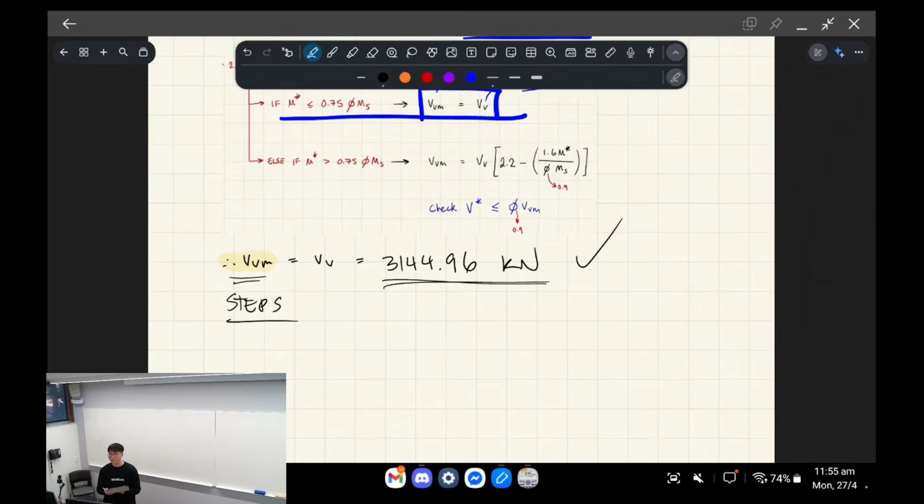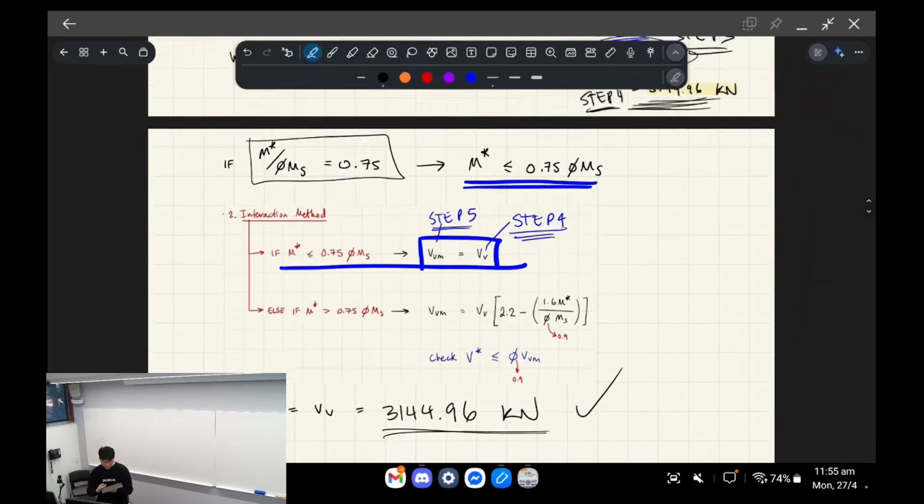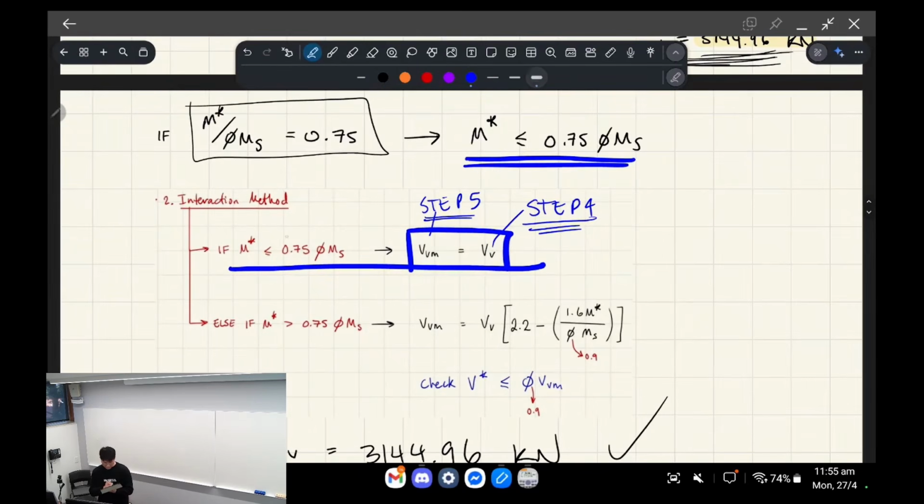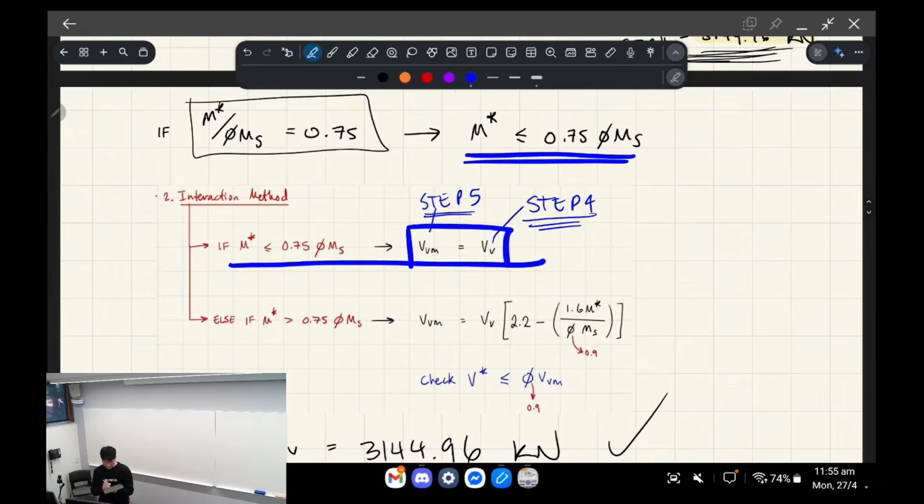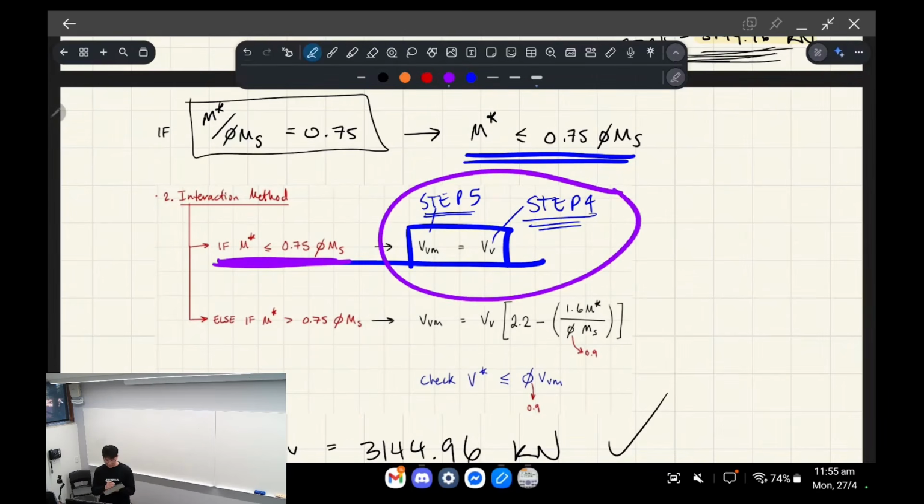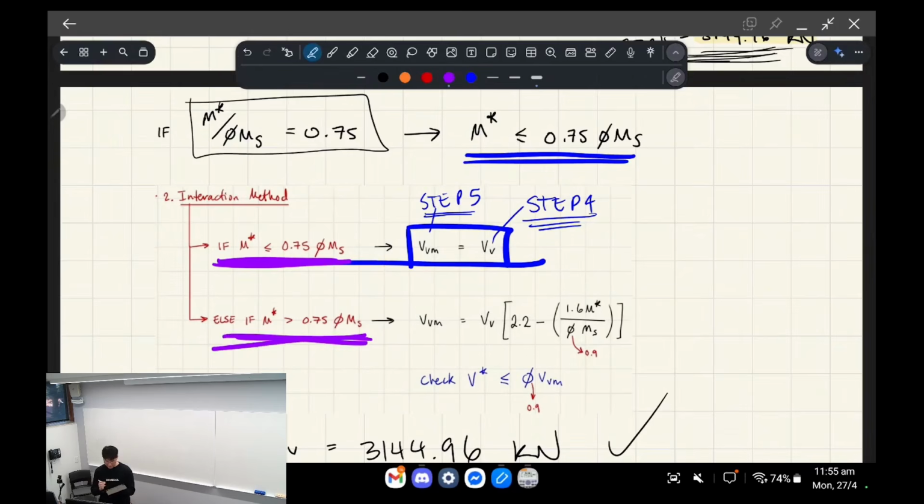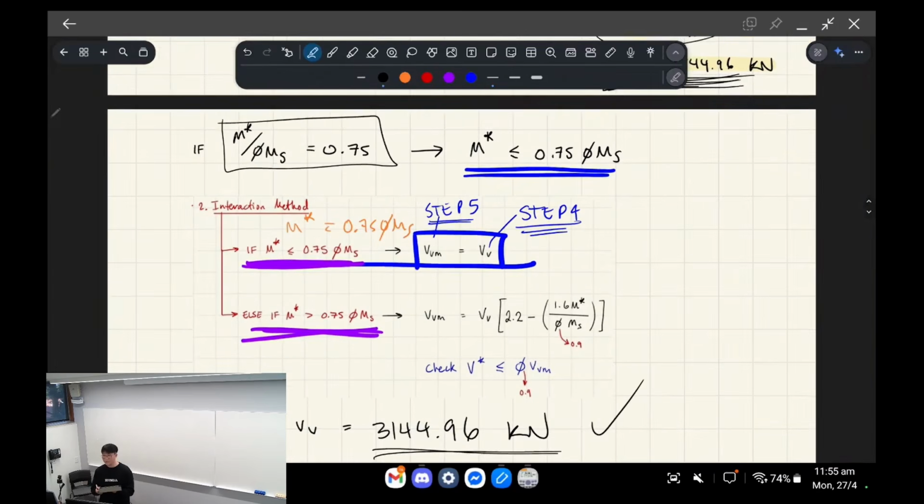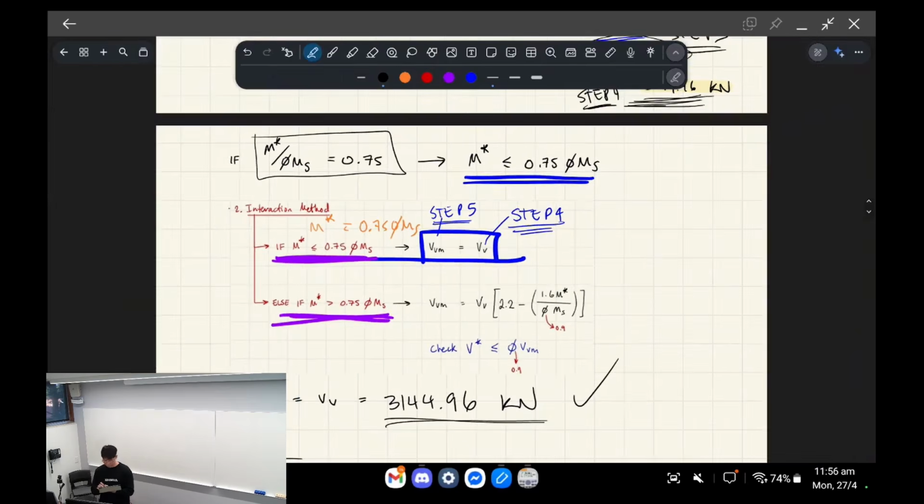How do you know that VB is the same as VVM? So I basically stole this from lecture slides. If you have this criteria that's satisfied, then you can set step 5 to step 4 like what we did. But if the criteria is not satisfied, you have to apply this little reduction factor. And basically we were told that is 0.75 phi ms or whatever. So we're given that in the question basically. Okay, any other questions for now? Nope, okay.